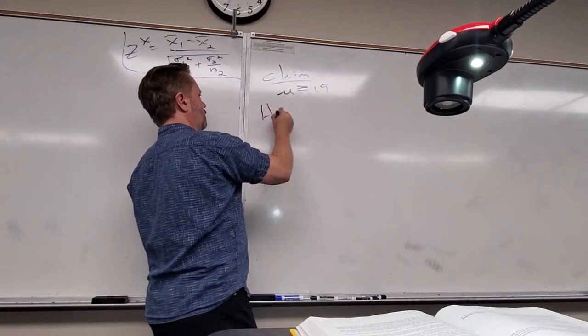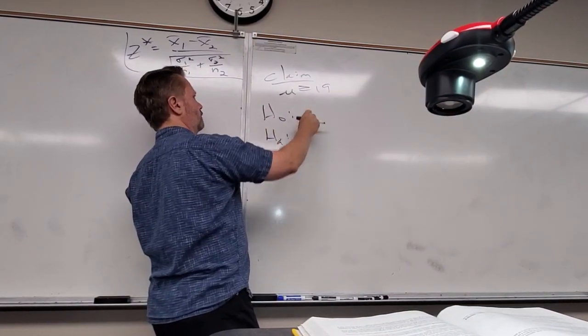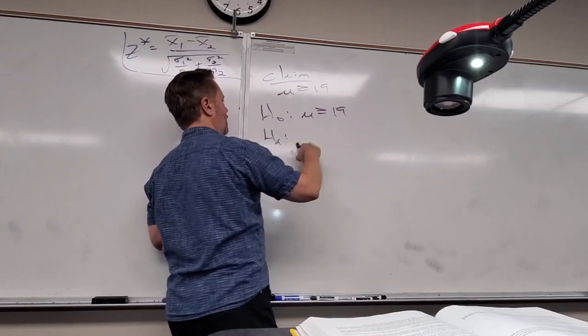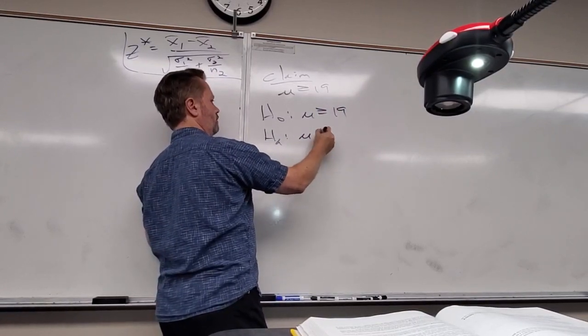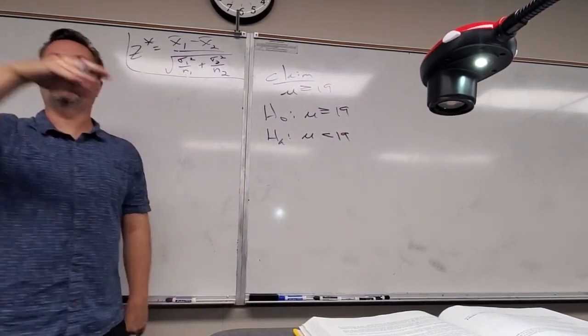All right, now why is that the Ho? Because it's got the equal sign. What's the Ha going to be? Less than. Yeah, so now you know how many tail test, you know where that tail is.